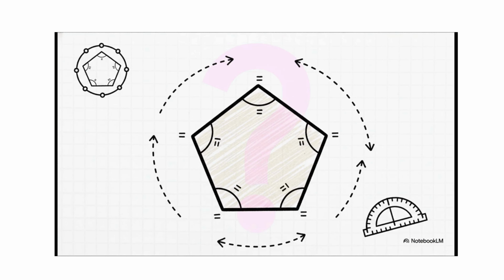Okay, here's the case file. We need to find the size of each interior angle in what's called a regular pentagon. Now, we know a pentagon has 5 sides, but that word regular, that's a super important clue. It means all the sides are equal and all the angles are equal. So, with what we know, how would you even start?